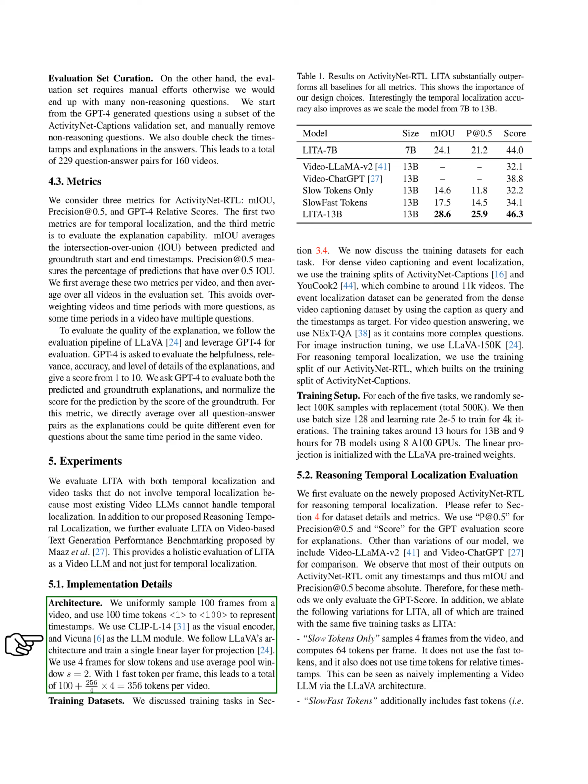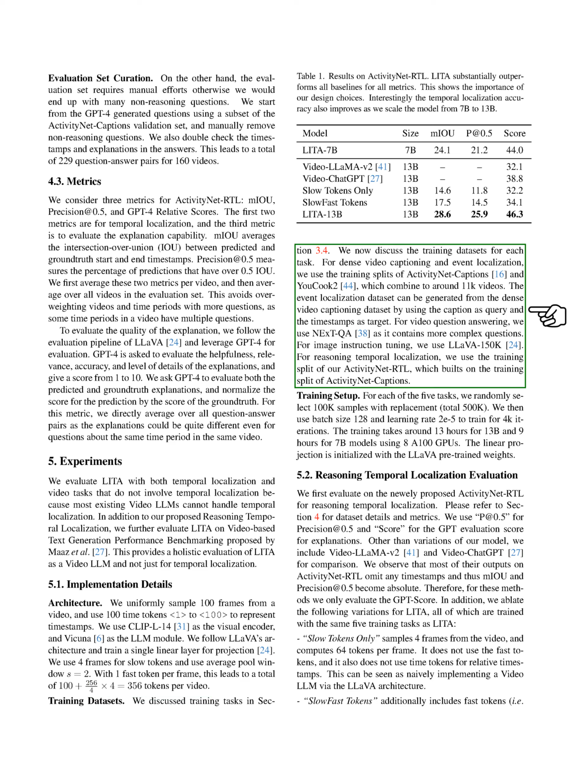Regarding the implementation details, we sample 100 frames from a video and use 100 time tokens numbered from 1 to 100 to represent timestamps. We utilize CLIP L14 as the visual encoder and Vicuna as the LLM module. Following Chat-UniVi's architecture, we train a single linear layer for projection. We incorporate 4 frames for slow tokens and apply an average pool window with a size of 2. By including 1 fast token per frame, we end up with a total of 356 tokens per video.